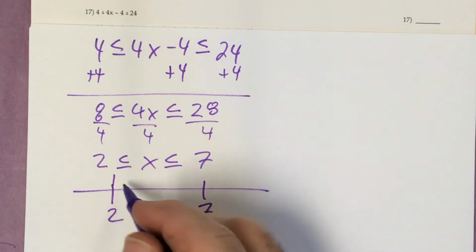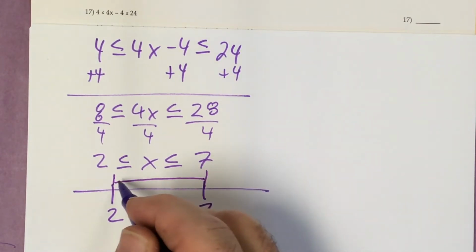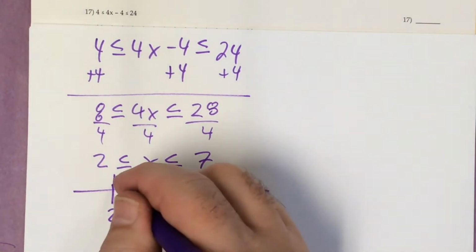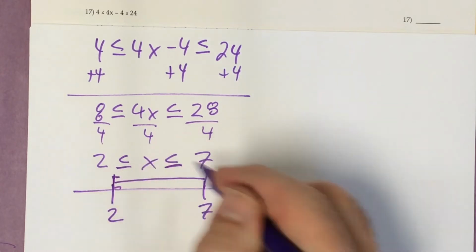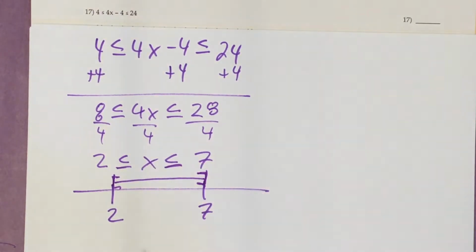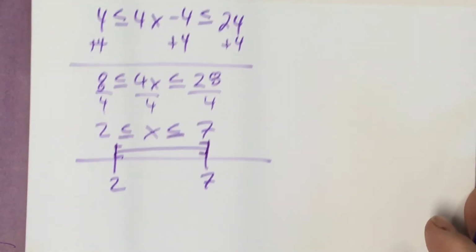So when we write this out, we're just going to go ahead and draw the solution like this. And because of the equal to part, like here and here, we're going to bracket this here. So here is the solution written out graphically.